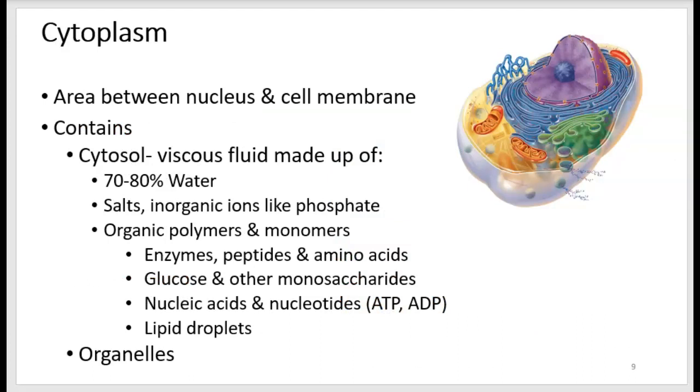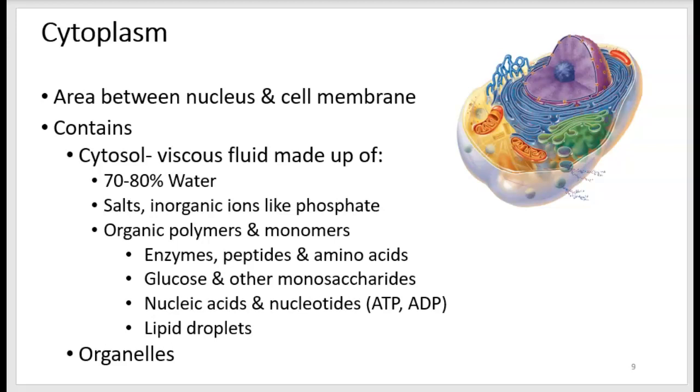Okay, now let's look beyond the nucleus to the cytoplasm. The cytoplasm consists of all the material located between the nucleus and the cell membrane. This includes the viscous fluid called cytosol and many small structures called organelles. Now, the cytosol is made up mainly of water, 70 to 80% water, but it also contains many solutes like salts, proteins, lipids, carbohydrates, phosphate, enzymes, nucleic acids like RNA, ATP, lipid droplets, and of course organelles.